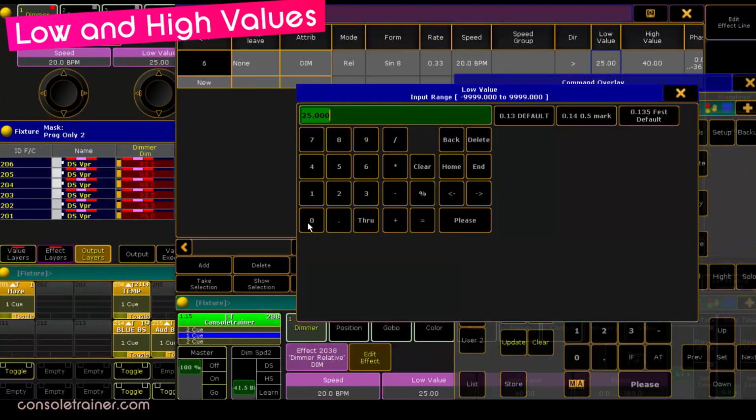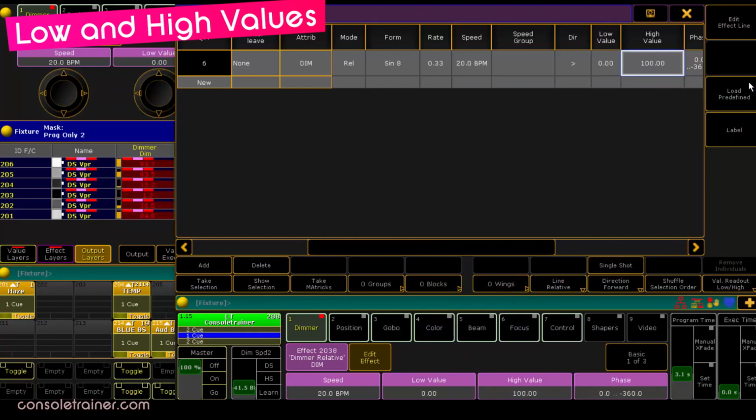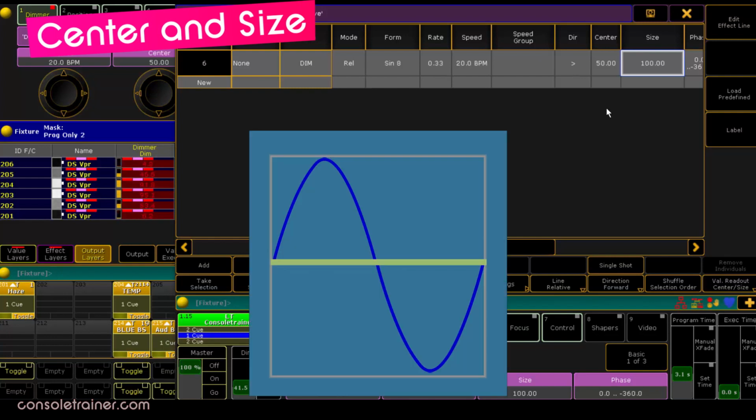There is another way to look at this. Let's reset our settings to a low value of 0, a high of 100, and set our fixture's base value to 0. If we click the option in the bottom right and change our value readout to center and size, you can see that the column headings have changed and the value in the center cell, the one that was low, is now 50. Let's take a look at our waveform, and we can imagine center as the location of the horizontal line, our resting position, running in the middle of the waveform. At 50, it places that line and the wave exactly in the middle.